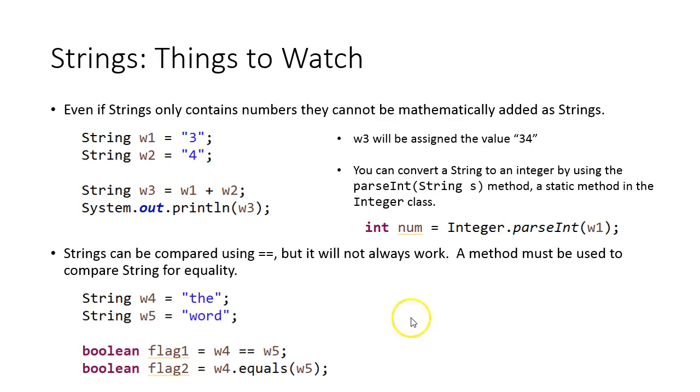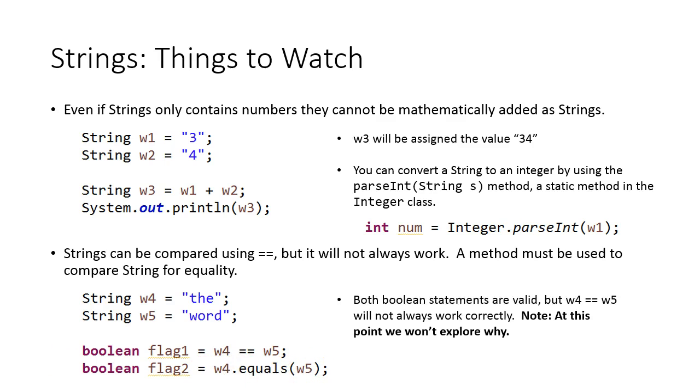So a really small code segment here: if we have w4 is "the", w5 is "word", and then we have a boolean called flag1, and we say flag1 is equal to w4 double equals w5, that's fine. That works. If we say flag2 is equal to w4.equals(w5), that's fine. That works. Both statements are valid, but w4 double equals w5 will not always work correctly. We're not at a stage where we really want to talk about why that is. It's just really important we're aware of that. Very often when I'm looking at students' code, something will be funny and then they'll be trying to compare strings in this manner. It's a logic error. It's not a syntax error. It's not a runtime error. So sometimes you won't even notice you're doing it.